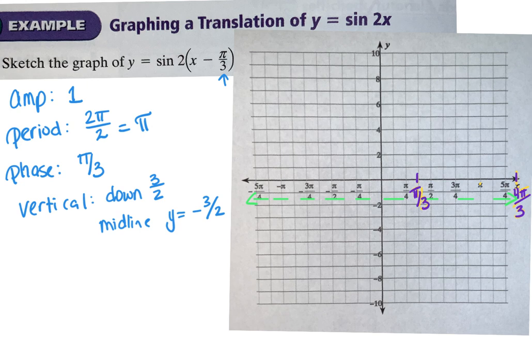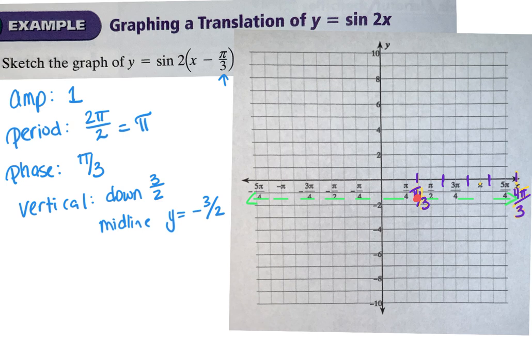Now, once you have your starting and ending, you're going to do it exactly like you would. You're going to divide it in half, divide it in fourths, okay? And then I'm just going to do my sine graph. My sine graph starts at my middle. My middle is no longer at 0, 0. My middle is at this midline right here, correct?